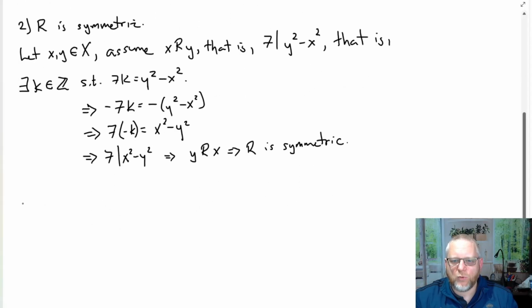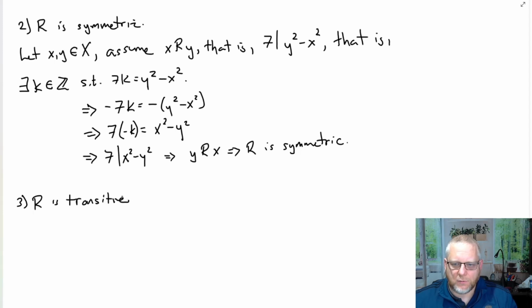Now, one more. Do you remember what it was? R is transitive. Now, what does transitive mean? You remember that? It means that if x is related to y and y is related to z, then x must be related to z. Okay? Same idea, same structure of a proof. I have 3 letters now, x, y, and z, so let's pick 3 arbitrary elements. Let x, y, and z be elements of capital X.